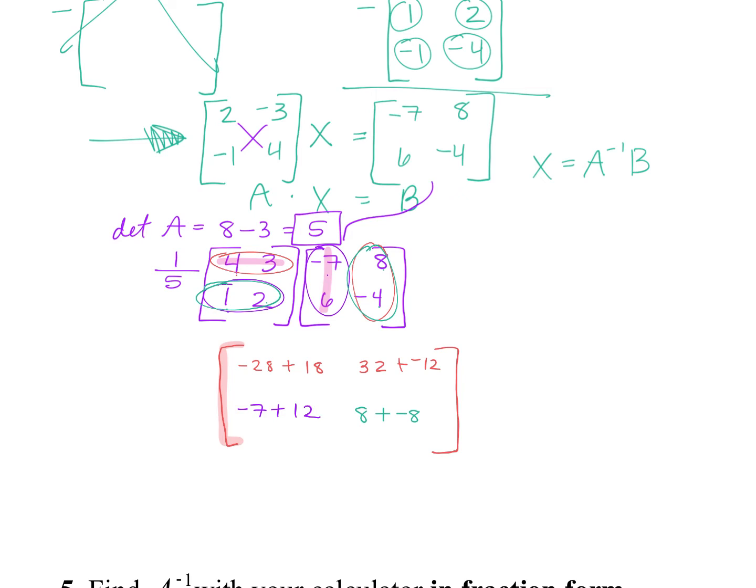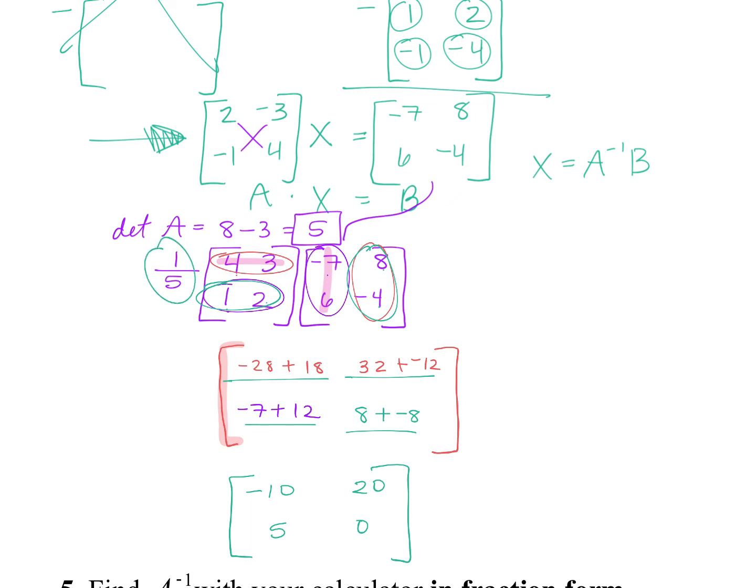And then we're going to simplify that. So that is going to be -28 plus 18, so -10. -7 plus 12 is 5. 32 plus a -12 is 20. And 8 plus a -8 is 0.